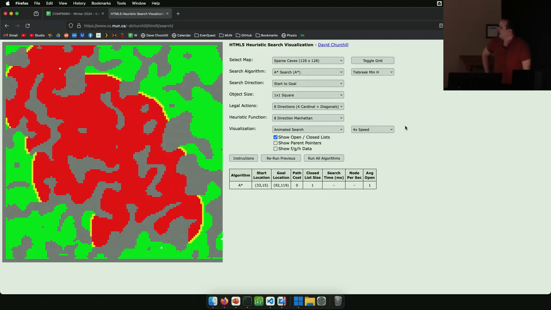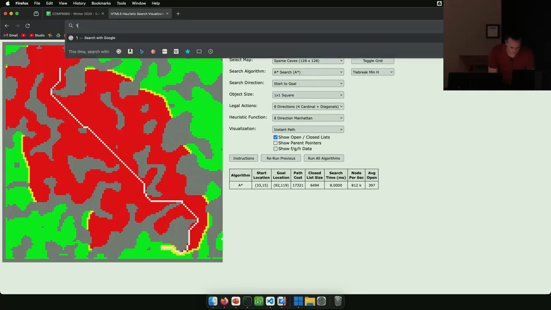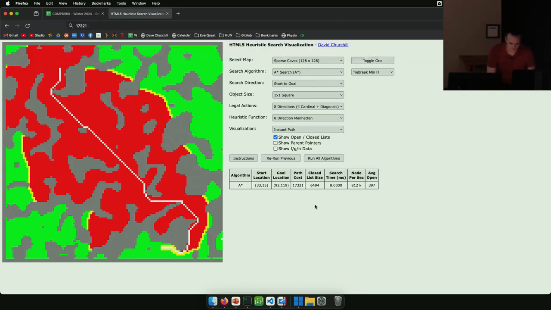Now, as soon as the current node is within line of sight to the goal, that's when it finds the quickest thing. But someone remember, oh, I got to click rerun path. One second, instant path, rerun. Okay. The path cost there is 17,321. I'm just going to type that up there.